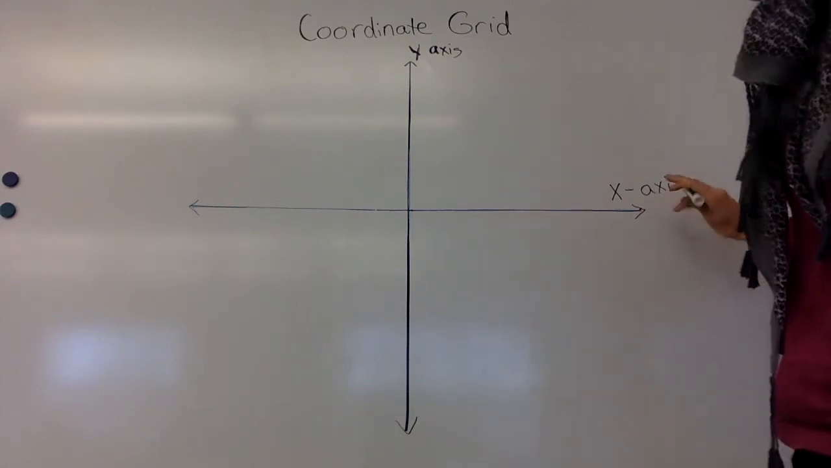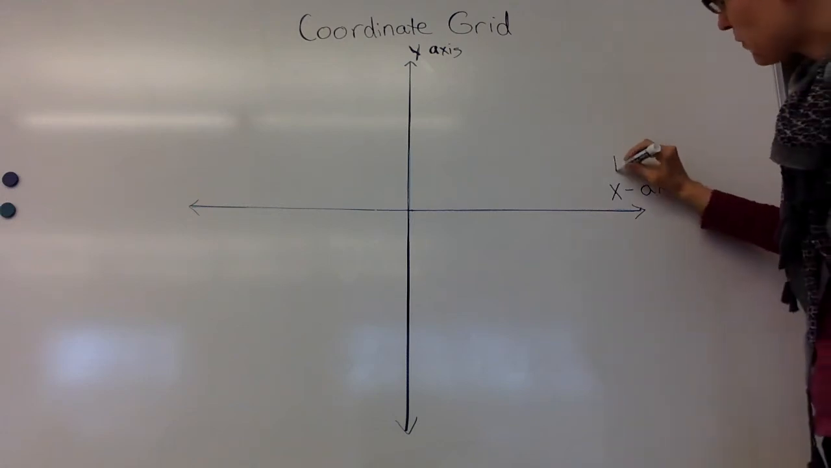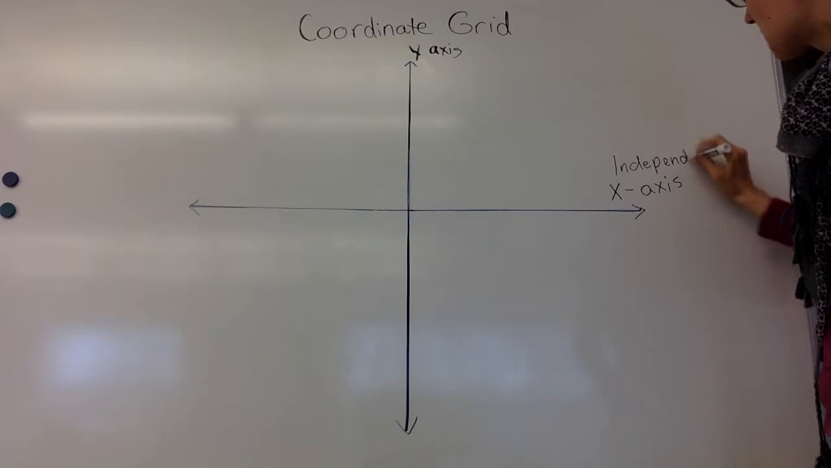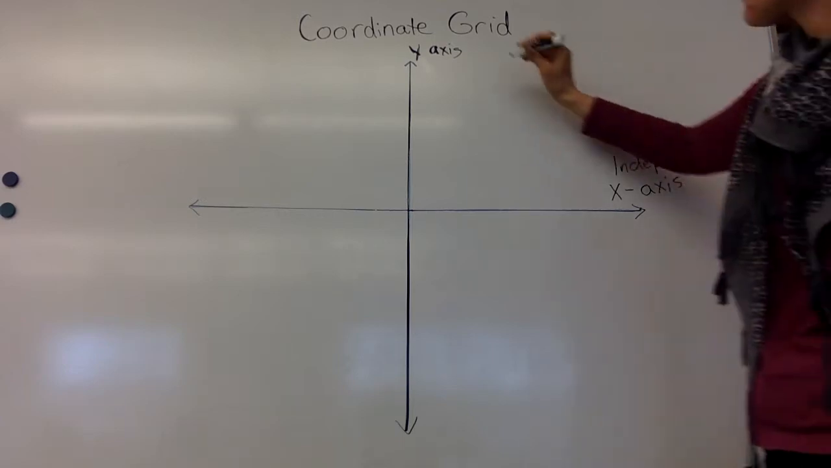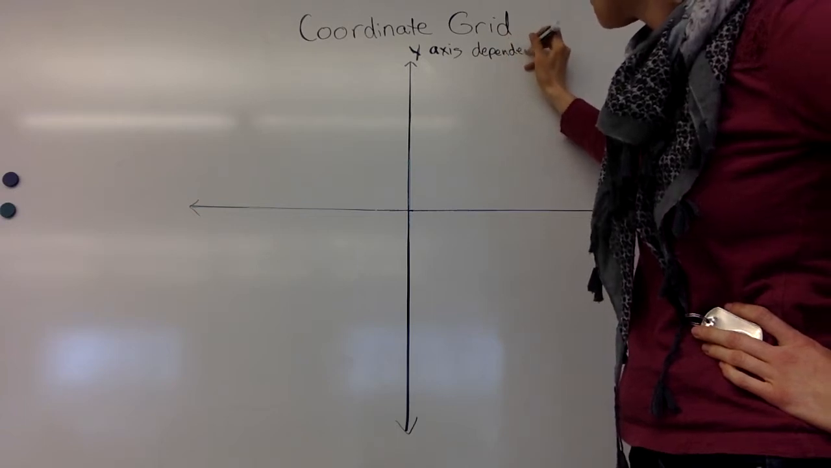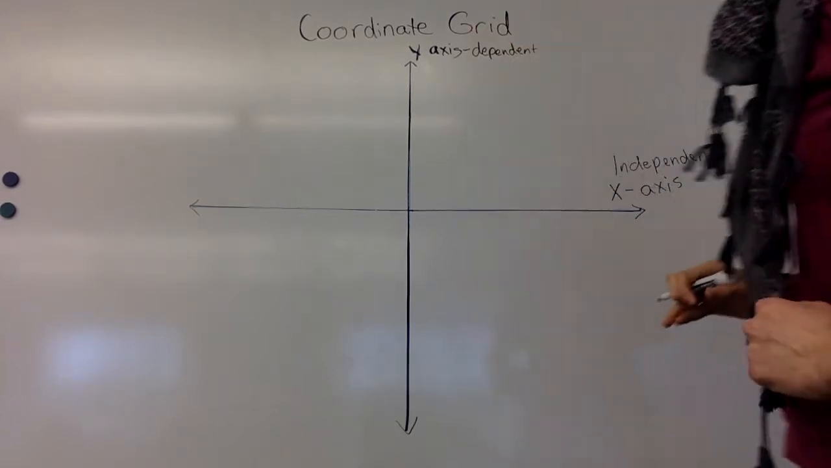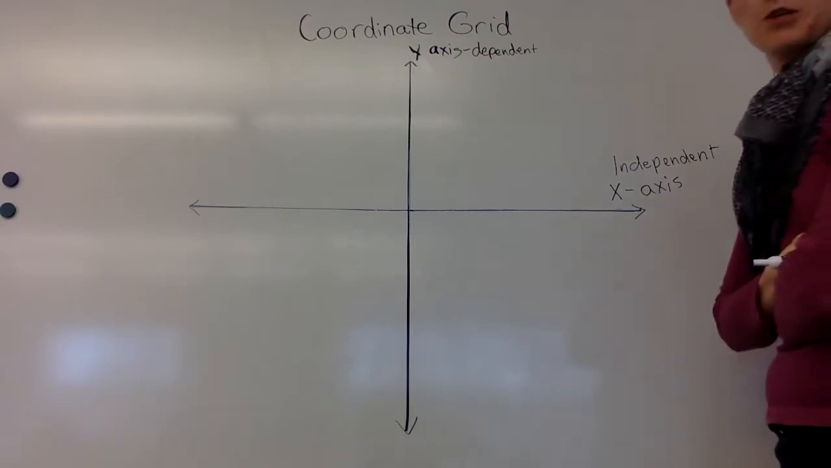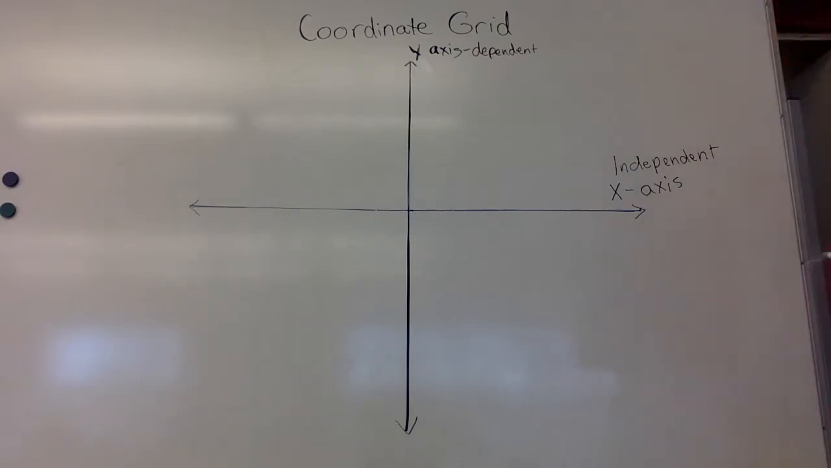So the x-axis is the axis where we put our independent variable in science. And the y-axis is where the dependent variable goes. And if you haven't learned about these yet, you will soon. Okay? So independent variable goes on the x-axis, the dependent variable goes on the y-axis.